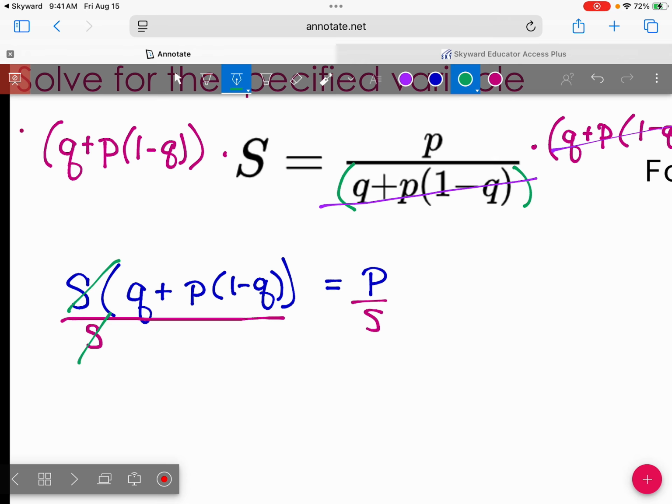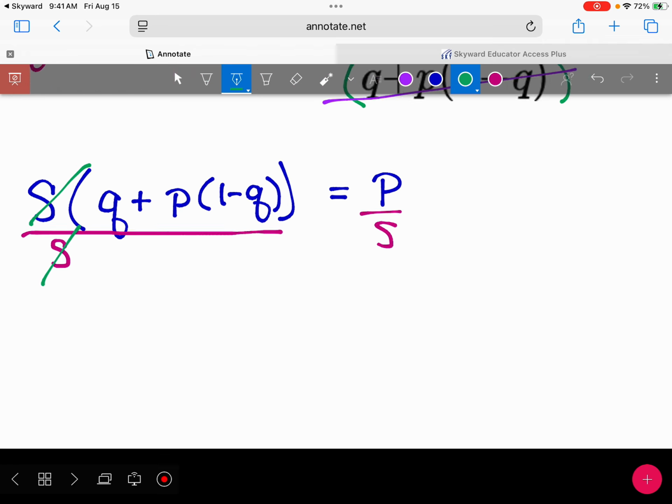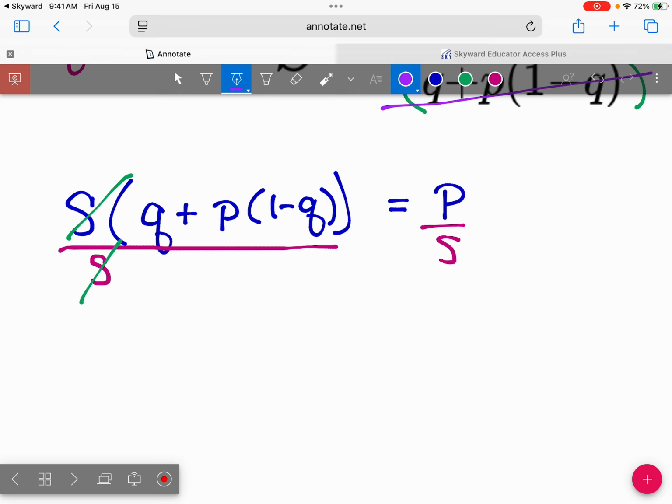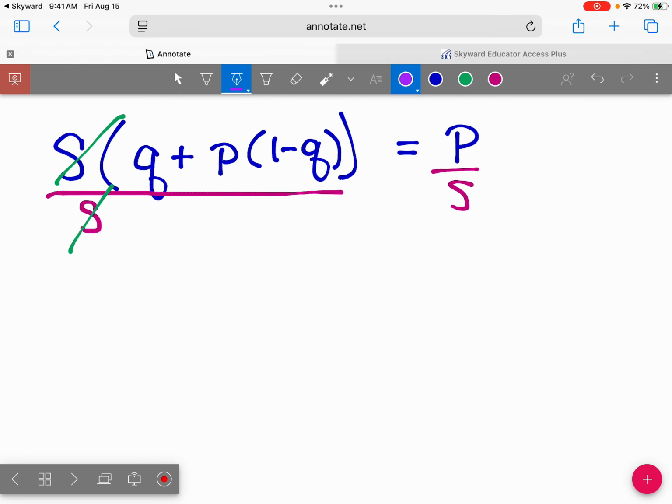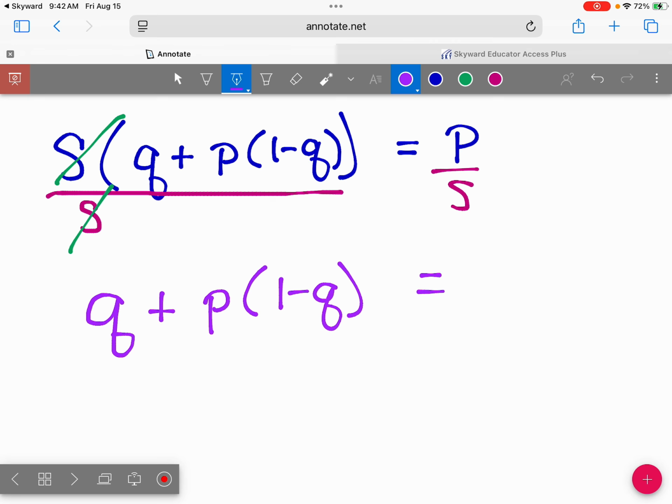I need to get my left side simplified, but that doesn't mean I have to distribute everything. I don't want an s in my answer, so get rid of it. I need q's, so I need my q's together. So I can't get rid of my q's, but I can get rid of that s. That gets rid of one of our sets of parentheses already. So we've got our q plus p times 1 minus q equals p over s.